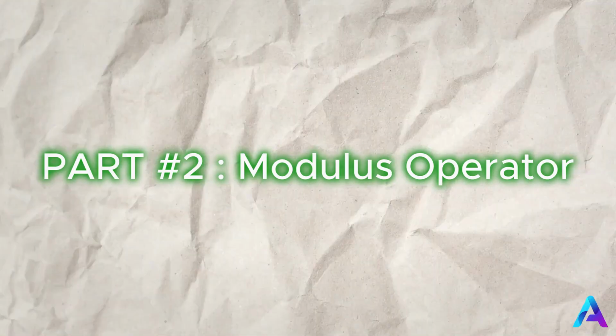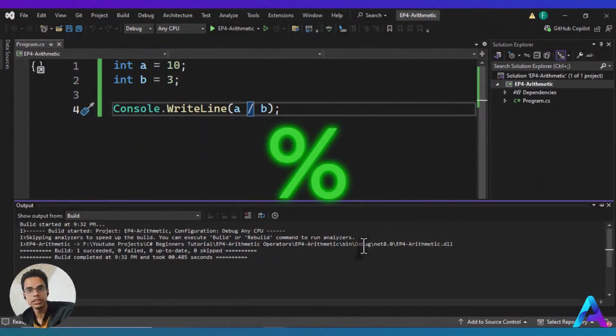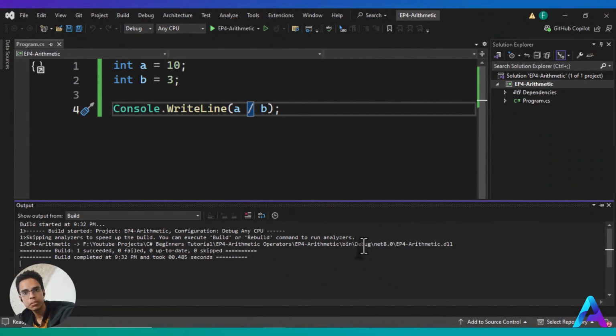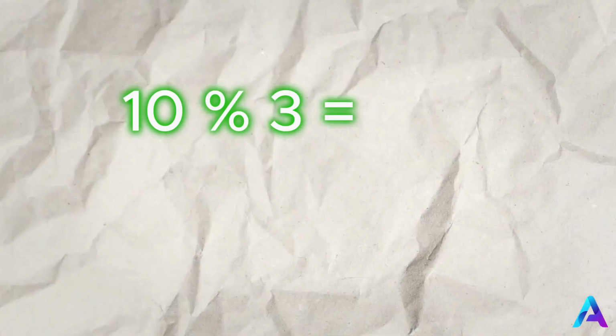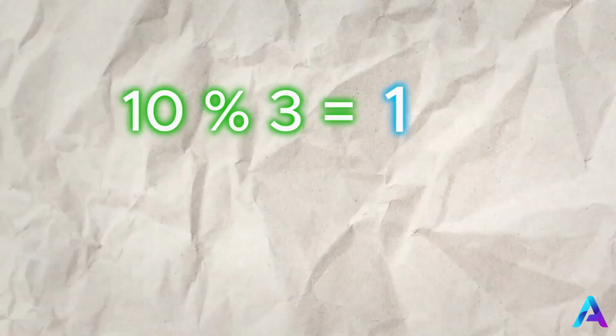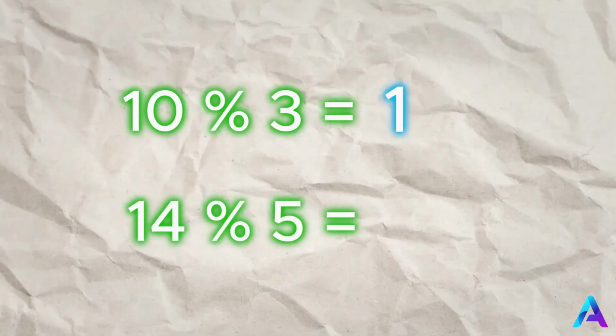Part 2. Modulus Operator. Next, let's talk about this sign. You might know it as the percentage symbol, but in programming we know it as the modulus operator. What it does is pretty simple and useful. It gives you the remainder of division. For example, we divide 10 by 3, and as you know, our remainder is 1. Or let's say we divide 14 by 5. Here our remainder is 4.